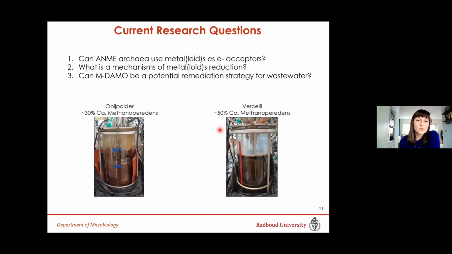Currently I'm trying to see whether these cultures are indeed capable of using these various electron acceptors, these metals and metalloids, in the process of methane oxidation, but also what the real mechanism is, whether it's more of an enzymatic reaction or via a syntrophic relationship with metal-reducing bacteria. And ultimately, I would like to see whether the M-DAMO process can potentially be used as a remediation strategy for wastewater treatment. As a spoiler, I can say that yes, I do see that these enrichment cultures are very, very skilled in reducing pretty much anything I'm giving them. However, the role of methane in all of this is still not very clear. But hopefully sometime in the future I can tell a little bit more about it.